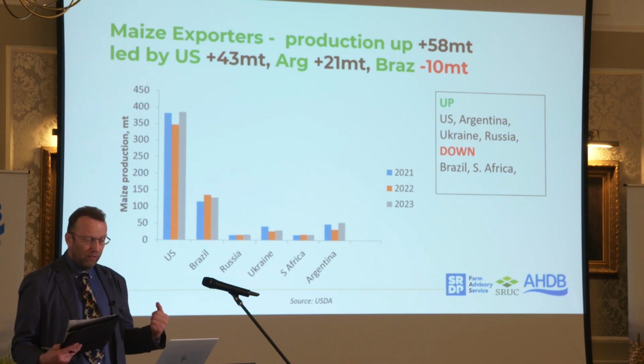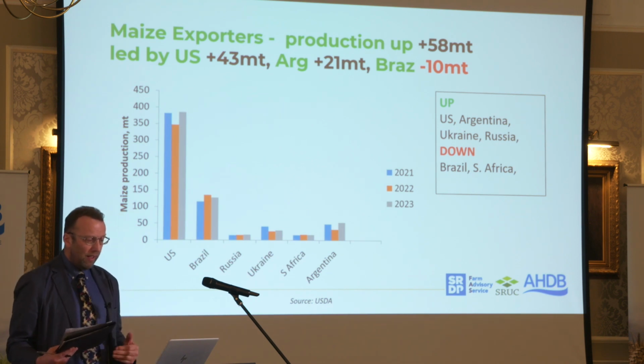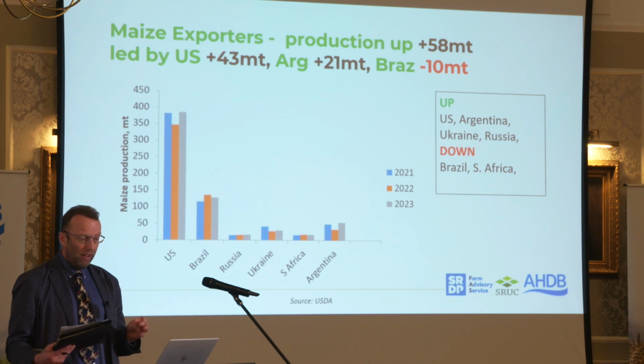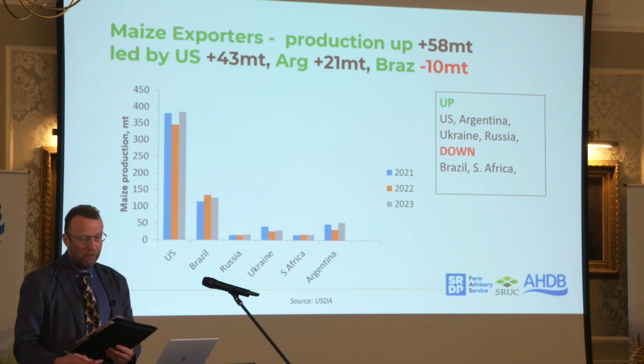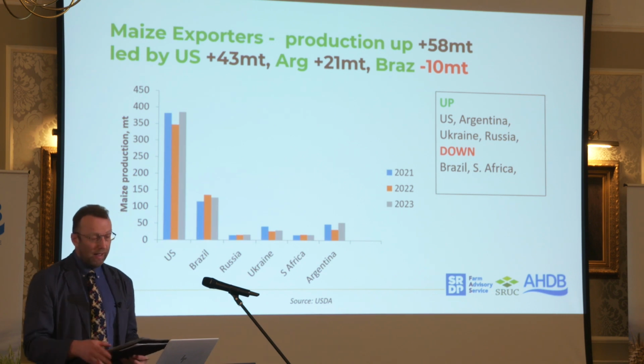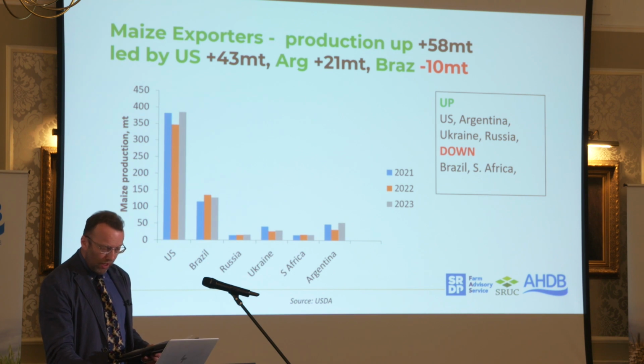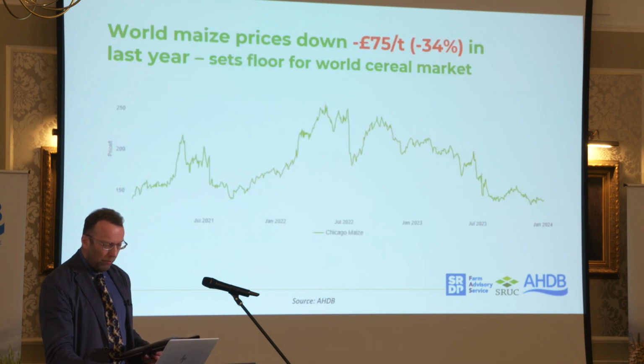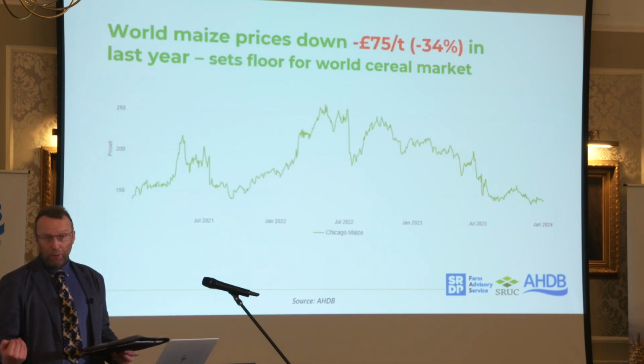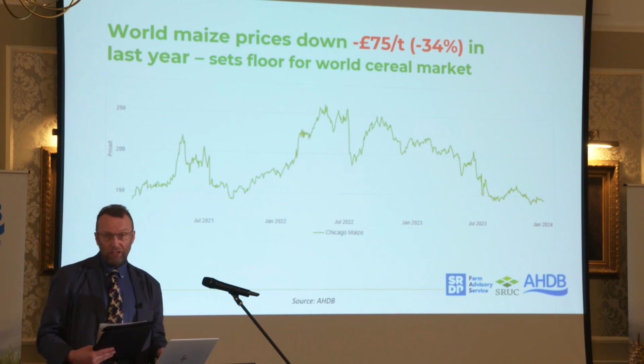Argentina had a drought in 2022. They got enough rain to pull in a better harvest this year, so they're up 20 million tonnes. Brazil, in this figure, is down 10 million tonnes. They've got a drought and it's affecting soy as well. But by far the biggest change in the world market is that big corn increase. And it's pulled the maize price down. We've lost 75 pounds a tonne there.